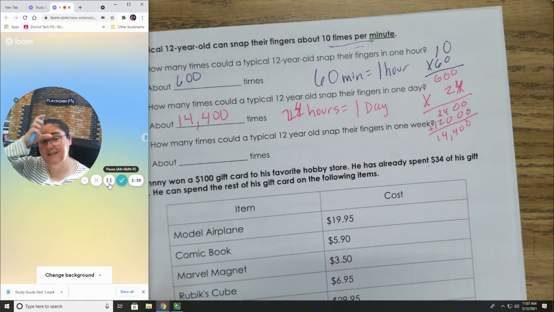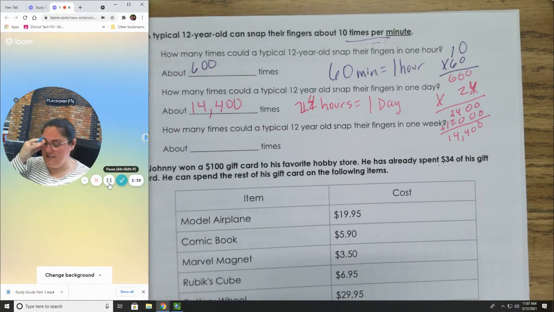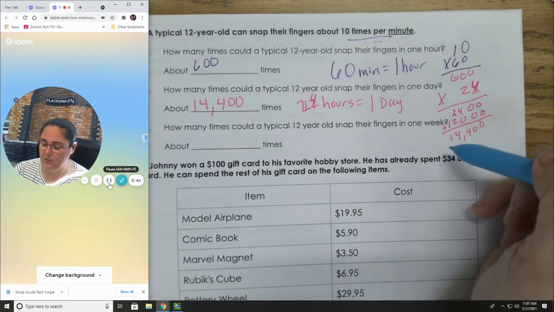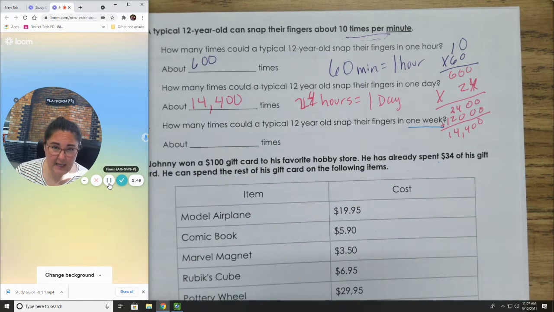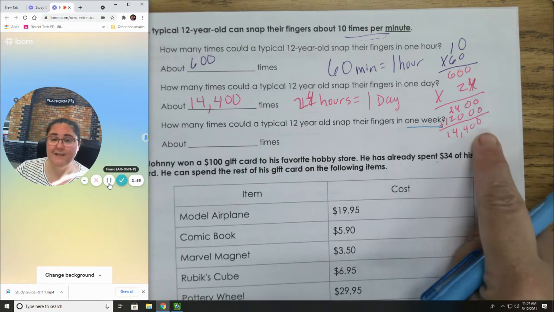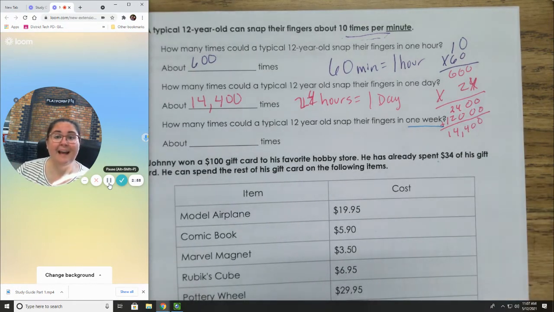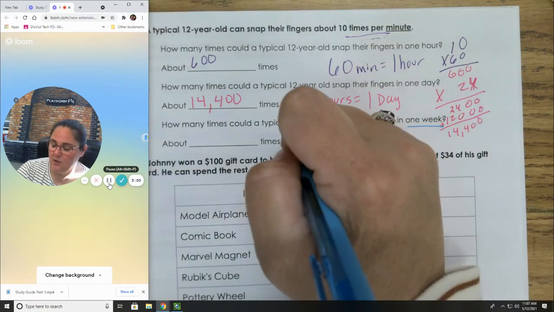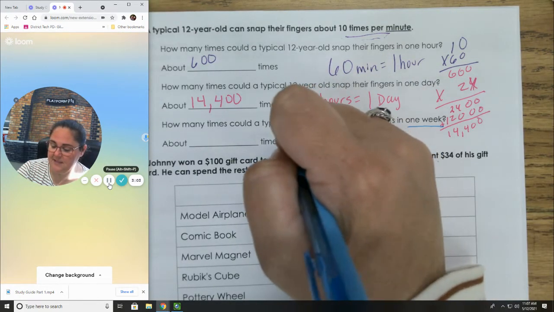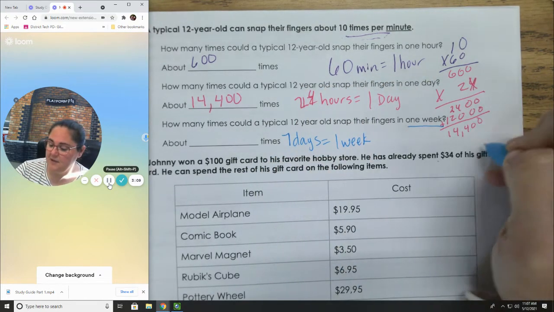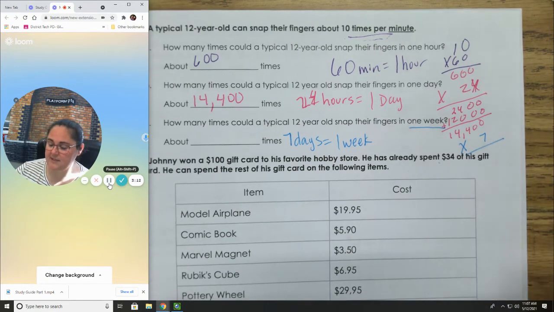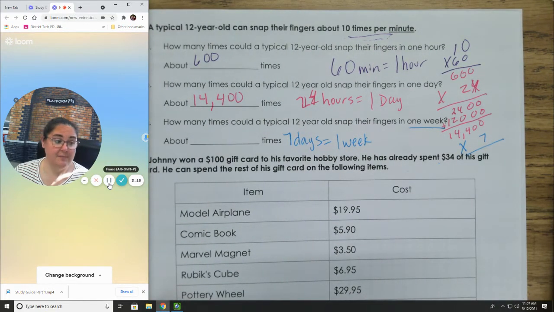Now time for the next part. It says, how many times would a typical 12-year-old snap their fingers in 1 week? How many days are in 1 week? 7. So if this is how many times he does it in 1 day, I need to multiply that by 7. So what is, and I'm going to write this here, 7 days equals 1 week. That's your hint. So I'm now going to multiply this by 7. What is 14,400 times 7?